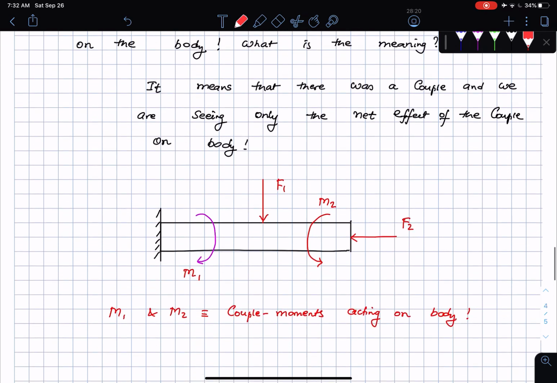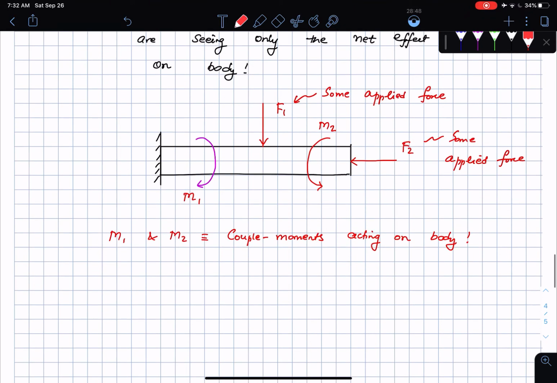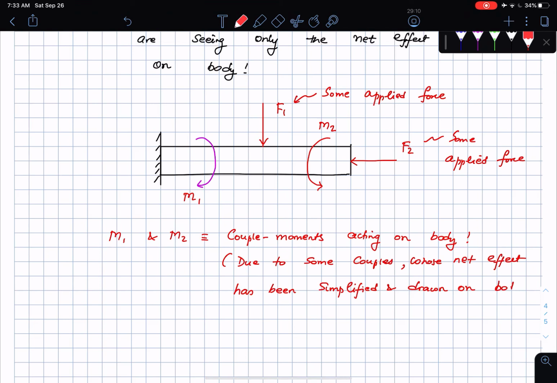And case in point is a figure of the following sort, where F1 and F2 are some applied forces. This is also some applied force. And there are M1 and M2, which are from some other couples. These M1 and M2 are couple moments acting on a body due to some other couples whose net effect has been simplified and drawn on the body. Okay, I hope this makes sense.